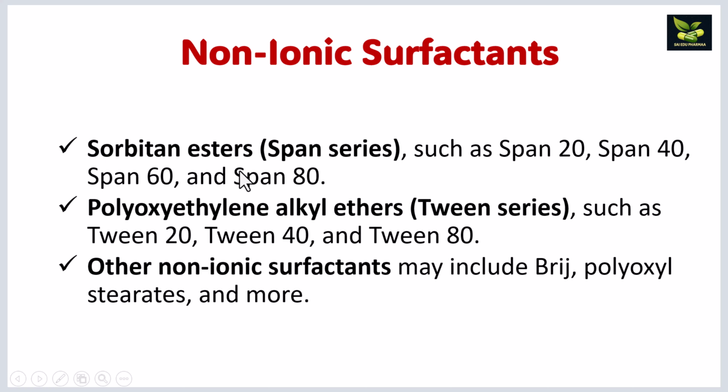These are some examples of non-ionic surfactants. First is sorbitan esters, the Span series. Examples are Span 20, Span 40, Span 60 and Span 80. Second category is polyoxyethylene alkyl ethers, which are known as the Tween series, and they are Tween 20, Tween 40 and Tween 80. Third is other non-ionic surfactants. They may include Brij, polyoxyl stearates and more. So these are examples of non-ionic surfactants which are used to prepare niosomes.